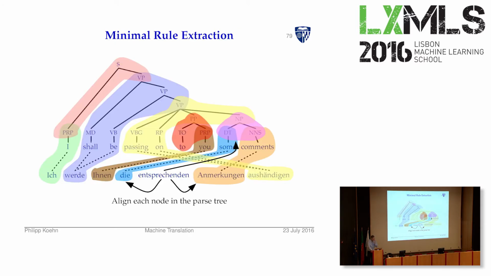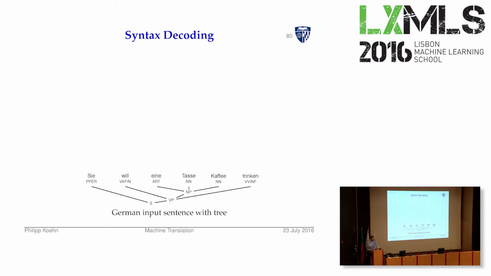So here is a way to illustrate the minimal rules that can be extracted from a sentence pair where one side is parsed into a syntactic parse tree. The idea is basically that for each node in the parse tree, you may or may not be able to extract one rule. And that's then the rules you go with. And when you decode, we now suddenly don't do sequence modeling anymore. We have to build things bottom up.